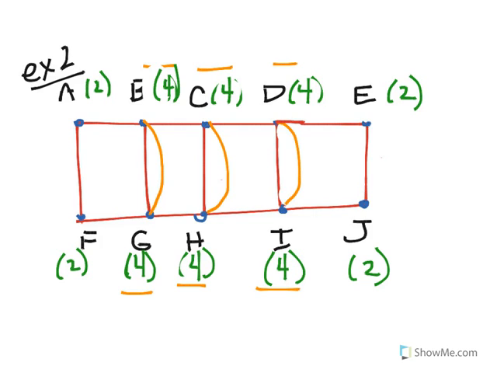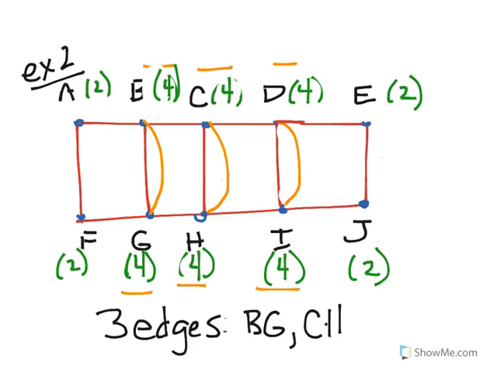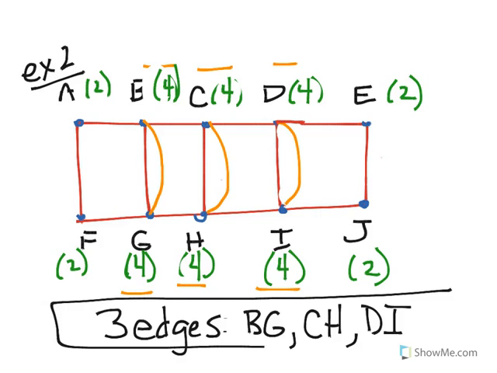So, please notice I've added 1, 2, 3 edges, which are drawn in yellow here. And I could call those edges BG, CH, and DI, just to give them easy names to recognize.